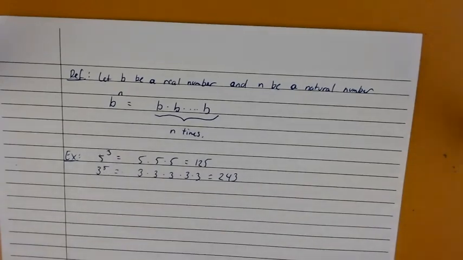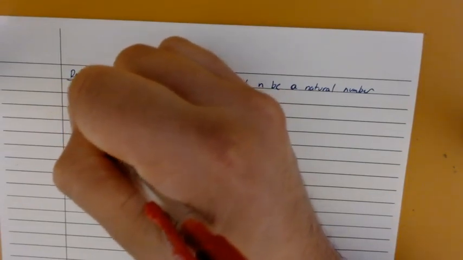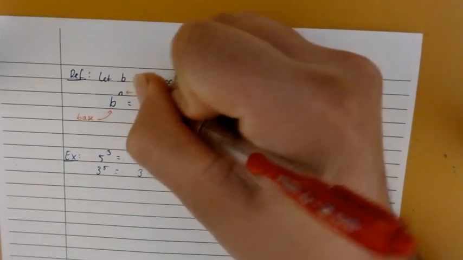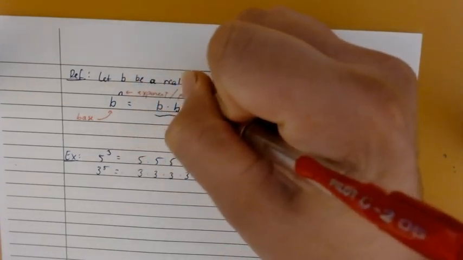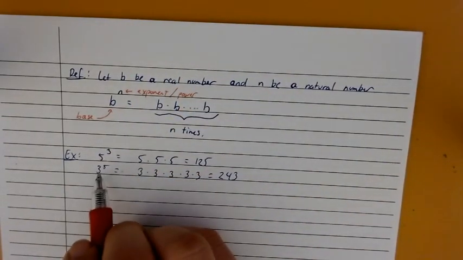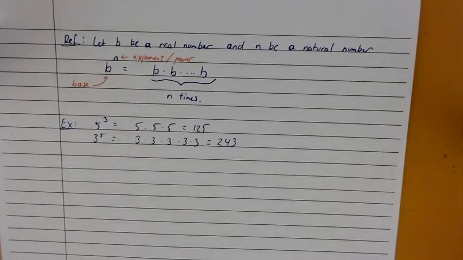Whenever you have something like this, the number down here is called the base. That's why we chose the letter b here. This is called the base. And this is called the exponent, or also sometimes called the power. Okay? So here we can say 3 to the power 5. Power is a common word for that. Yeah?